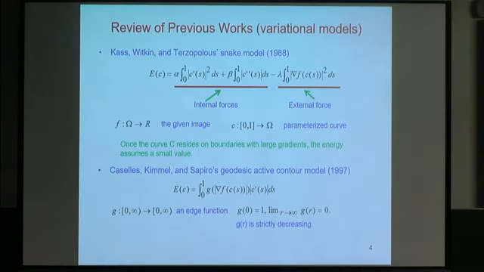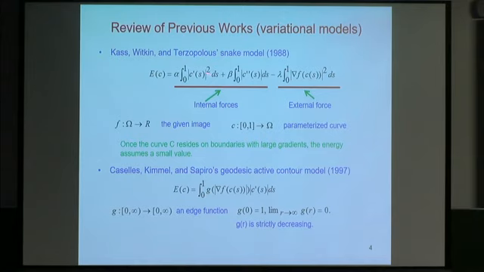But before we talk about our model, we would like to review a little bit. All these models are kind of old, but still very useful. The first one is the most famous snake model. Here C represents the curve, the active contour, and there is the gradient of f. Basically the first two terms just characterize how the curve should be, so that is the regularity part.